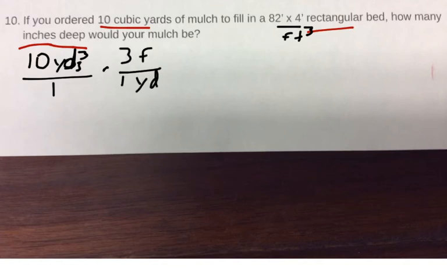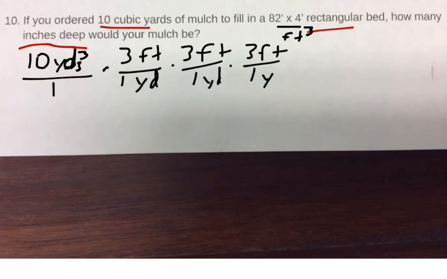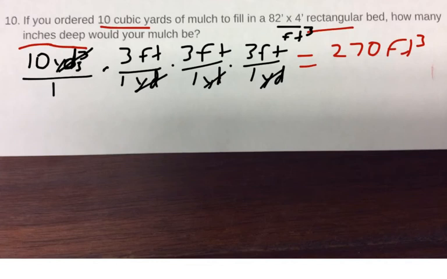3 feet. So yards on the bottom, but that's only going to cancel one of those, so I need to do that 3 times. So 3 feet over 1 yard, and then 3 feet over 1 yard. And now I've canceled all 3 of those yards right here. And that's going to give me 10 times 3 times 3 times 3 is just 270 feet cubed over 1, which is just 270 feet cubed. So that's my cubic feet of volume. So that's my volume.